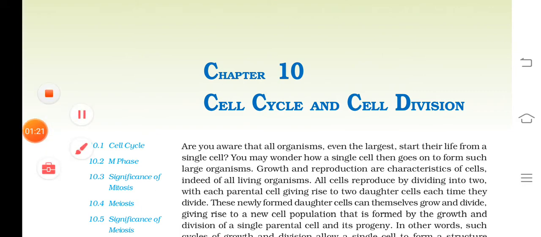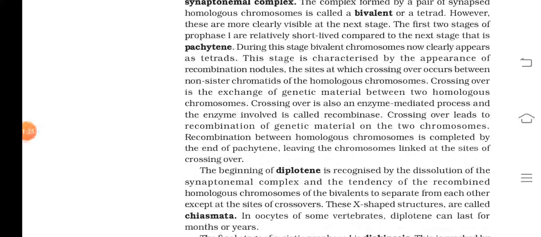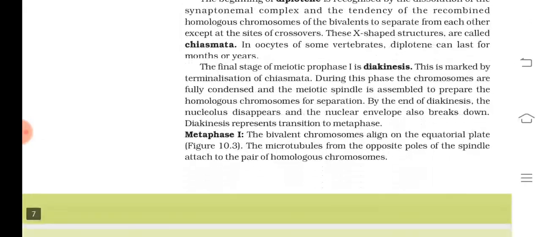And we started studying the prophase 1 of meiosis 1. We have discussed that the prophase 1 stage is a very long phase, and it is again divided into different stages: leptotene, zygotene, pachytene, diplotene and diakinesis. So these are all the sub-steps of prophase 1 itself.